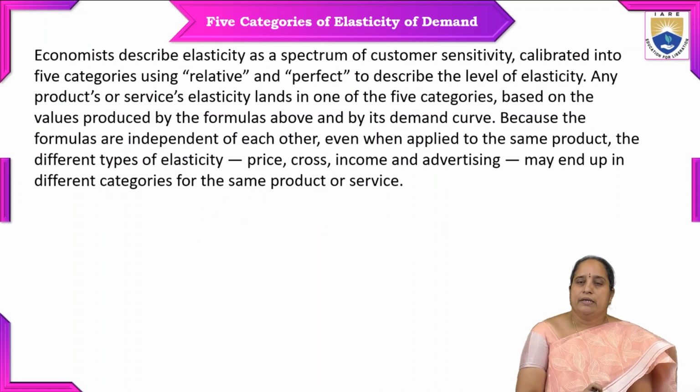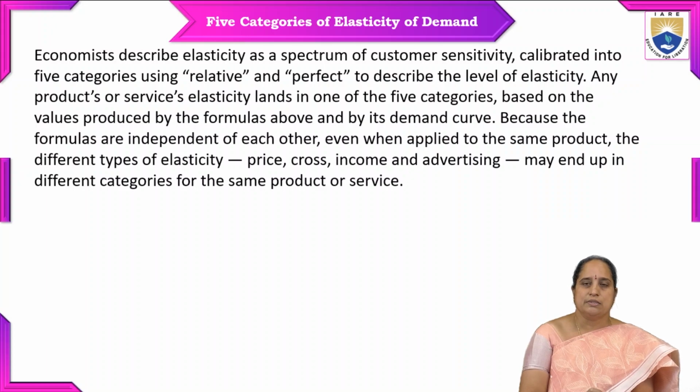Then what are the 5 categories of elasticity of demand? Economists describe elasticity as a spectrum of customer sensitivity, calibrated into 5 categories using relative and perfect to describe the level of elasticity. Any product or service's elasticity lands in one of the 5 categories based on the values produced by the formula, which we have discussed related to price elasticity, income elasticity, cross elasticity, and advertising elasticity of demand.